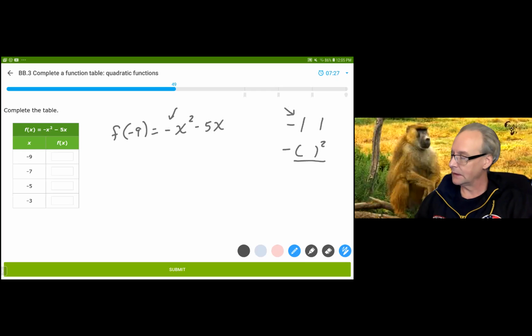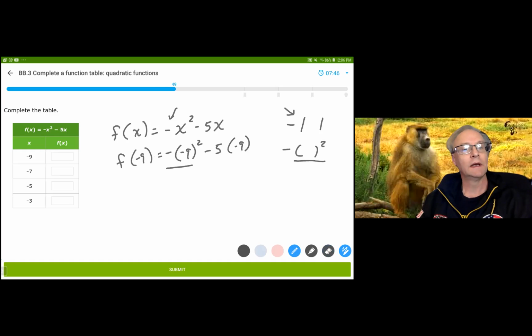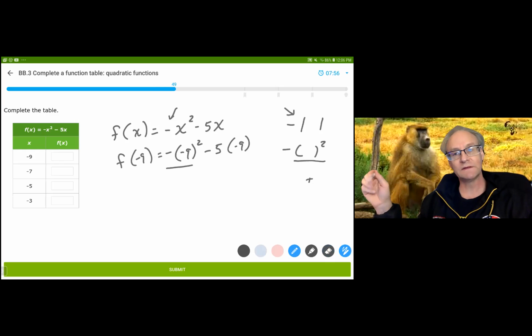Now I should have put an x there. Now I'm going to replace the x with the negative 9. That's negative 9 squared, and then minus 5 times negative 9. And here's where people have trouble. That double negative, you're going to be tempted to make that a positive, and you can't. And the reason is because that negative is inside parentheses that's being squared. So they're separated from that subtraction out in front.